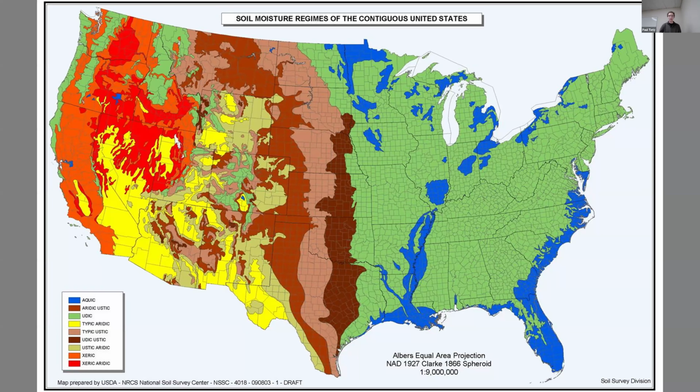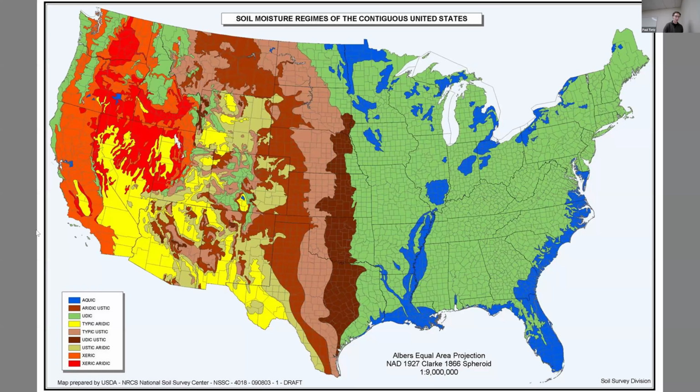We talked about the gradients of soil moisture regimes and really the amount of moisture available in soils. We have a lot more soil moisture in the eastern US, the green and the blue zones. Green is the udic, blue is the aquic moisture regime. And from the east to the Midwest to the Great Plains, a lot of the moisture availability is determined by just how far east to west you are on a gradient of longitude.